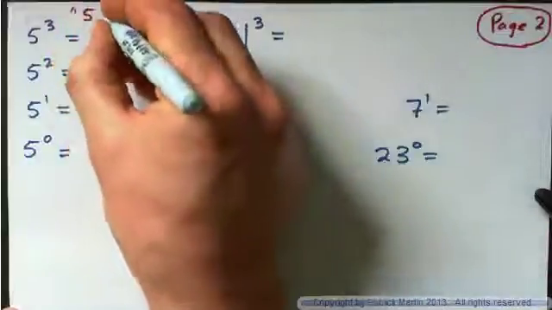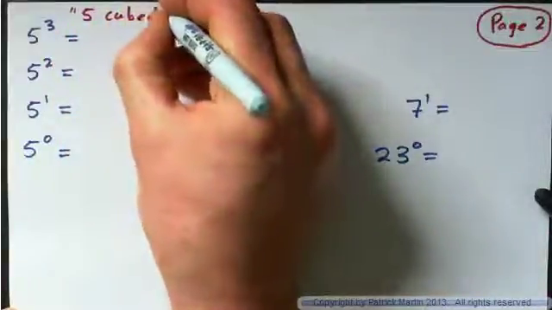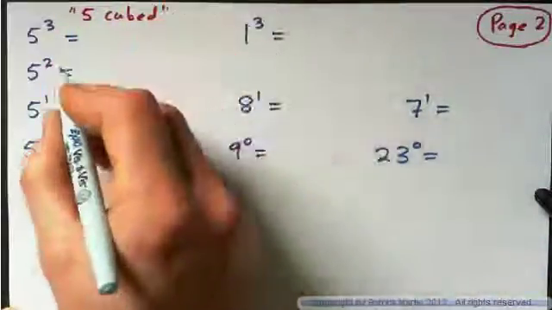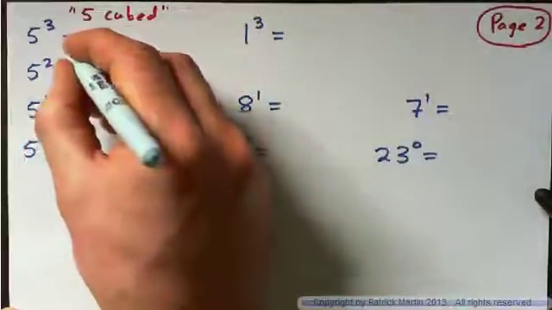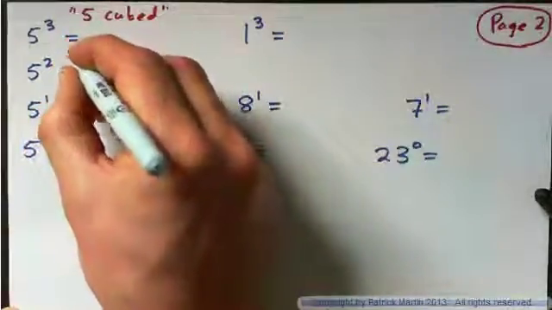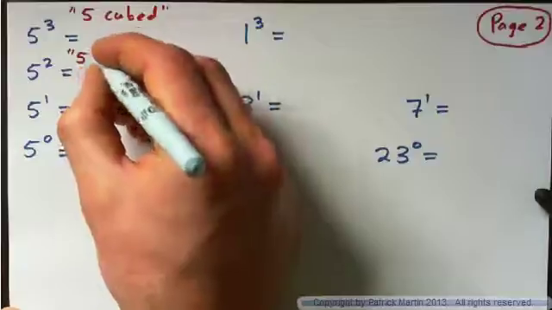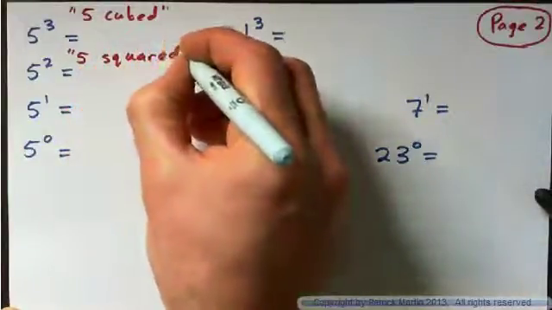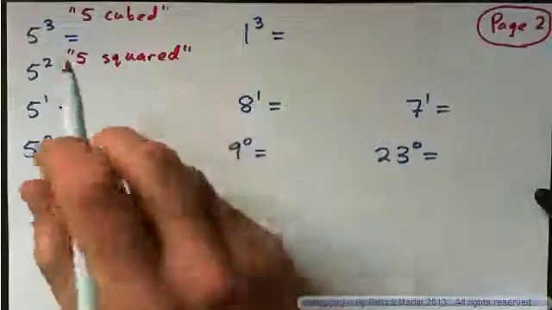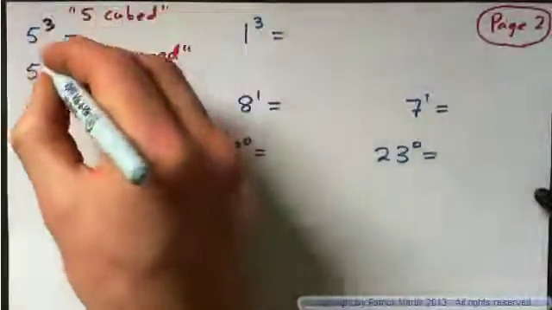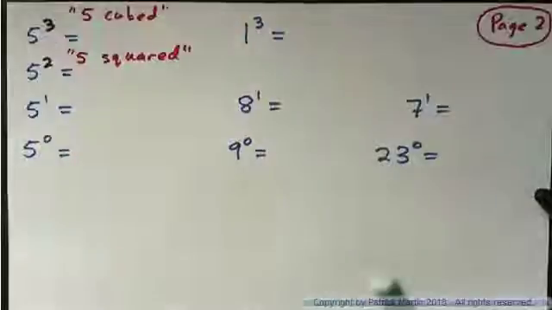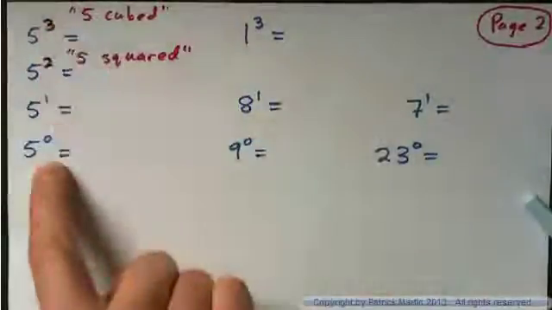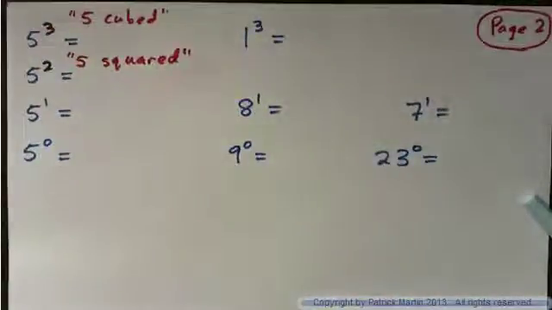So 5 cubed. That's 5 to the power of 3. 5 to the power of 2 can also be read as 5 squared. Okay? So power of 3 is cubed, power of 2 means squared. So in any case, calculate all of these powers of 5. Press pause to give yourself more time, and then I'll do it.